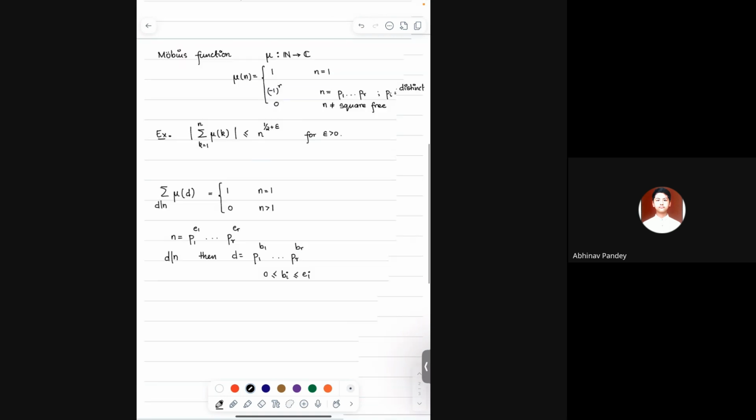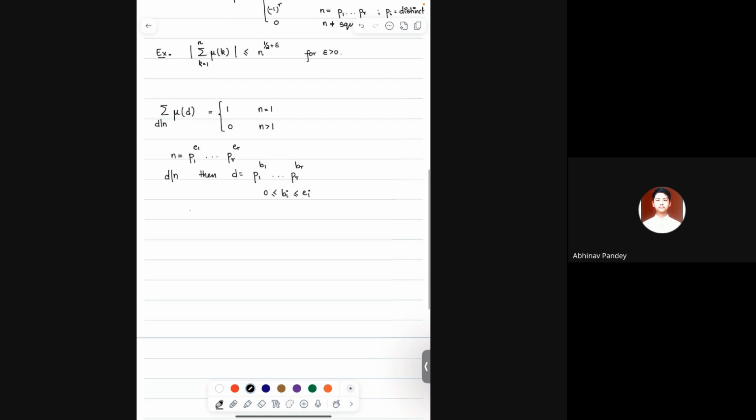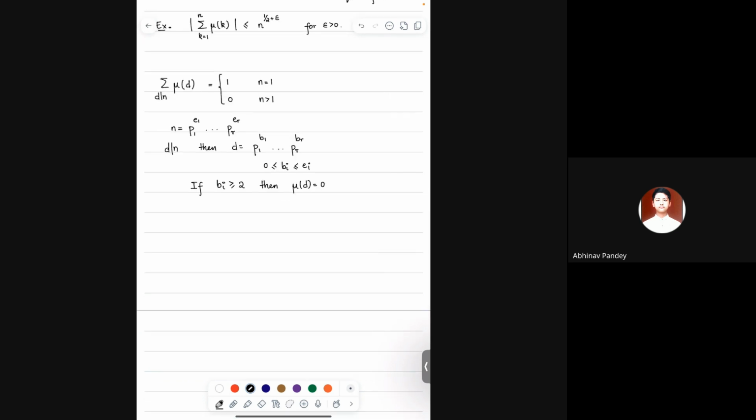Another observation just from the definition is that if for a divisor, any of these b_i are bigger than or equal to 2, I automatically have the Mobius function taking the value 0, because it's not going to be square free. So if b_i is bigger than or equal to 2, then mu(d) is 0. This is just by the definition of a Mobius function. So I have made these very small observations.